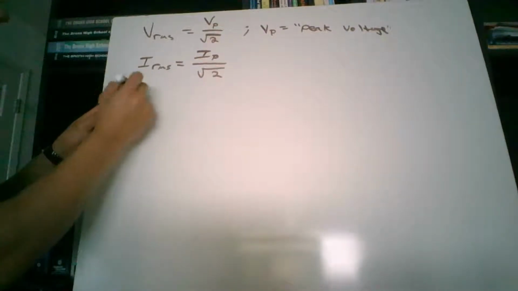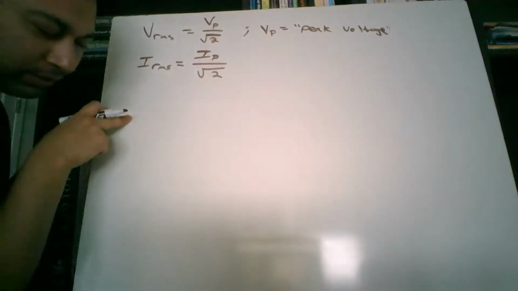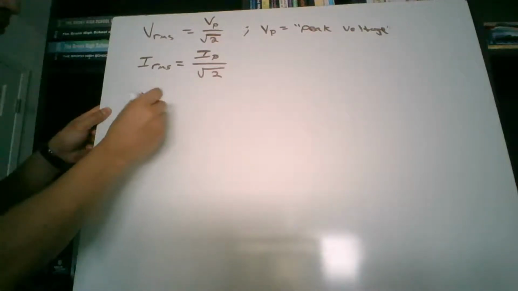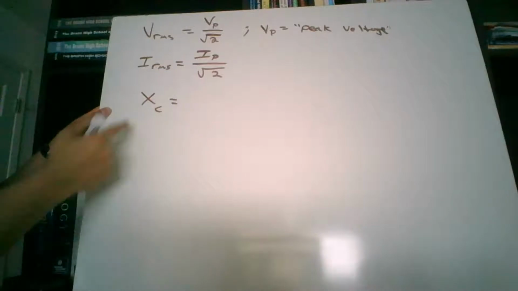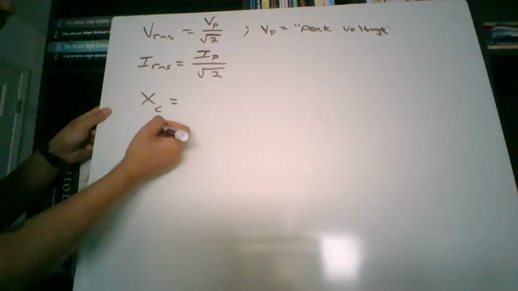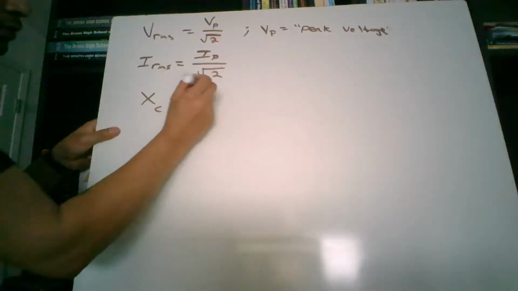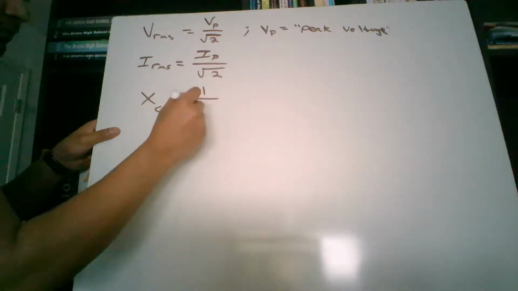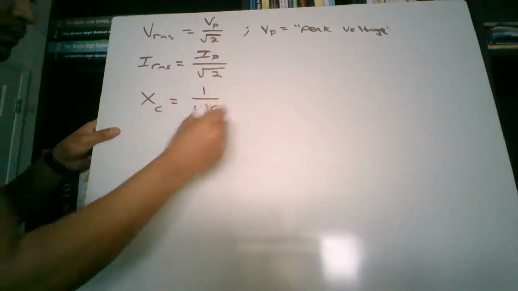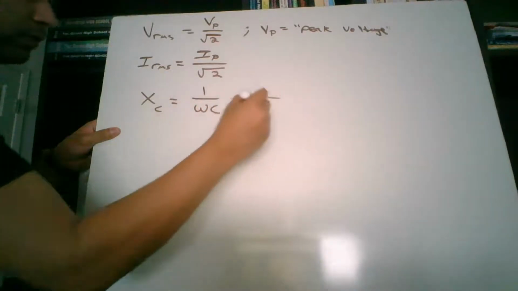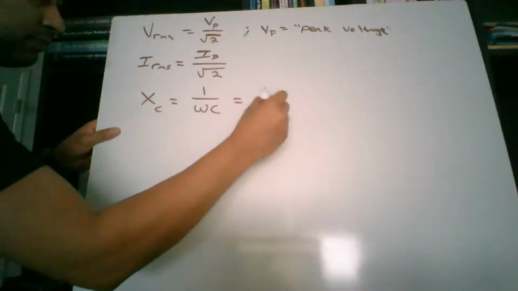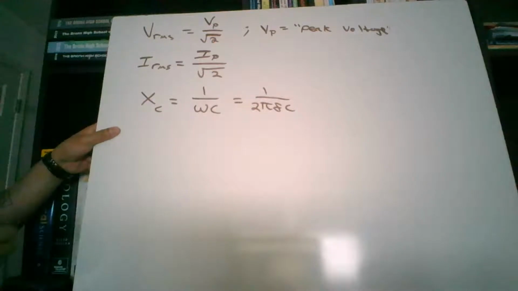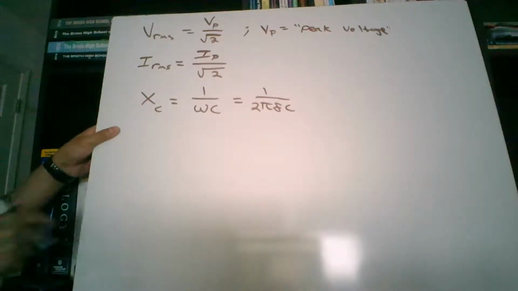What else? We have the capacitive reactance, XC, and that's just the resistance of the capacitor. That's equal to 1 over omega C, or we could write that as 1 over 2 pi times the frequency times C. Okay, so that was the capacitive reactance.